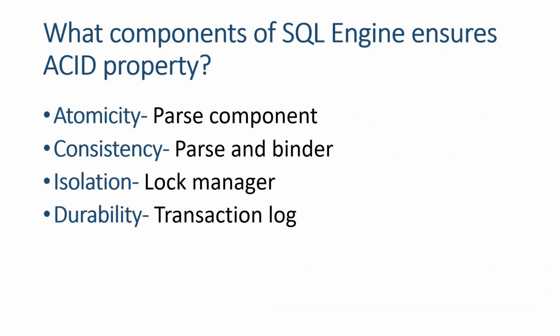So what components of this SQL engine will ensure the ACID property? Atomicity is very easy to be ensured. It is taken care by the parser component inside the relational engine. Consistency is also very easy to be ensured. It is taken care by the parser and binder components inside the relational engine. Once the atomicity, isolation, and durability are ensured, consistency will automatically be ensured.